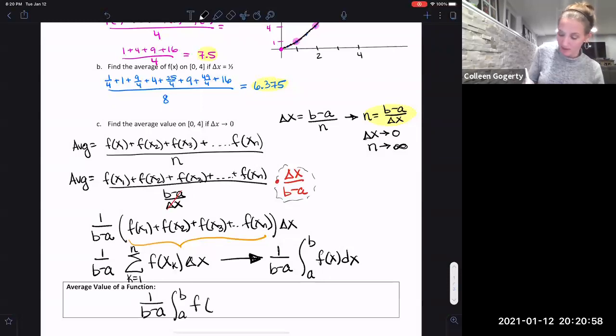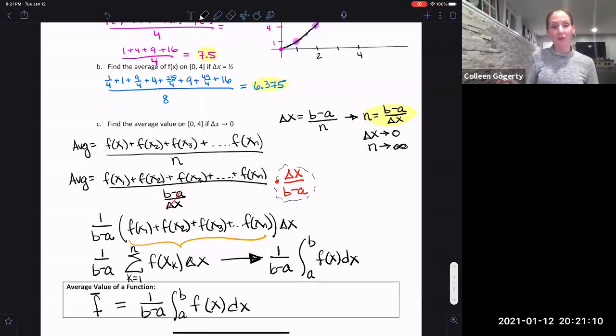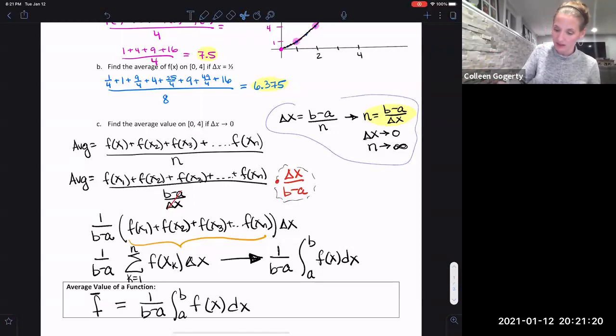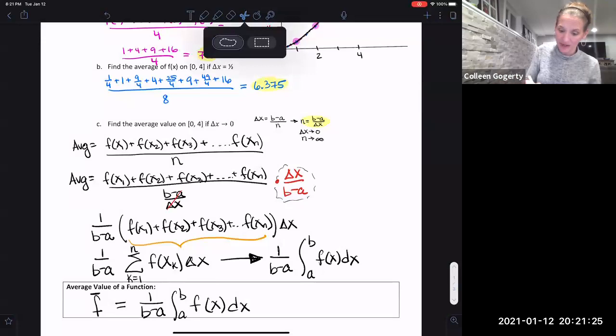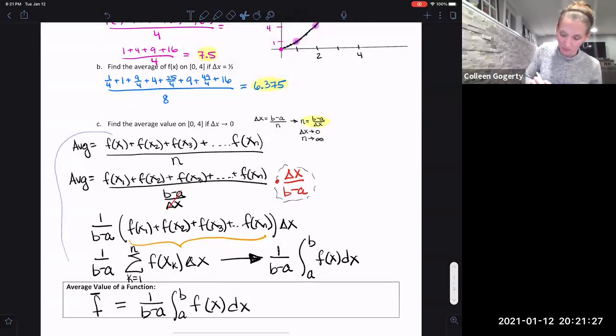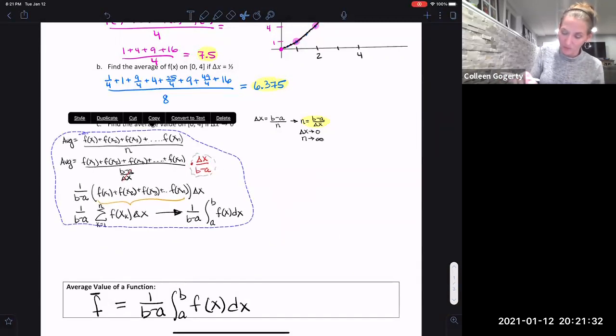Now, I just want to point out, I haven't answered the question yet for part C, but we needed to do this work so that now I can go back and answer part C. The symbol we use for average value is the function f with a line over it. I'm going to shrink some of this up a little bit. What I want to do now is find the answer to question C. Basically, we just did a little proof of how we get that value.